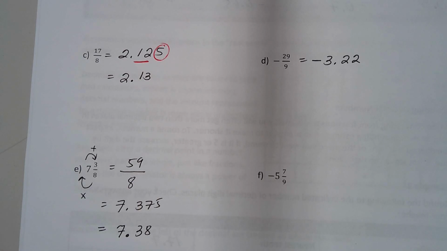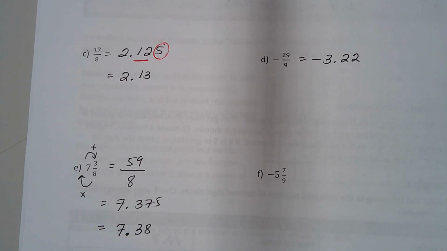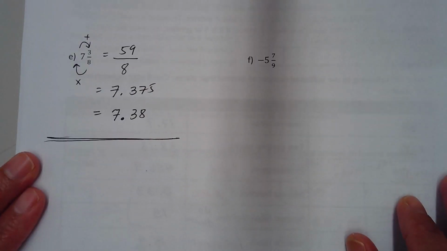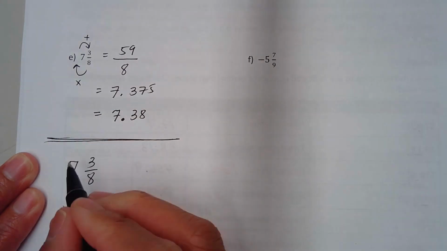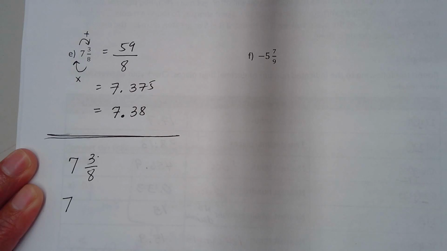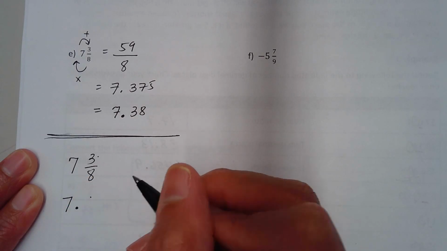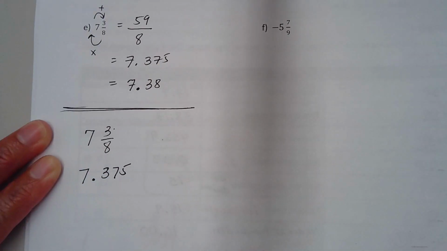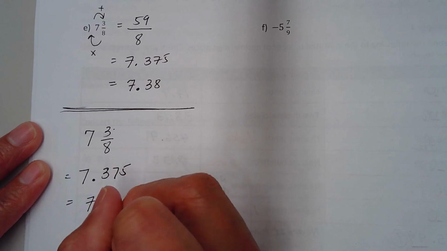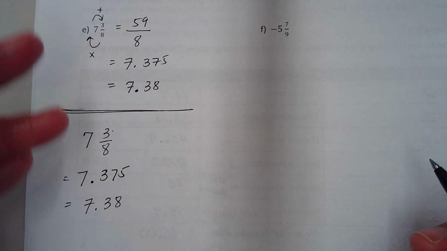Anybody has a different strategy? That's a good one. You have a strategy, Delvina? I just divided the 3 and 8. That's a strategy, right? Good. And thanks for speaking up. So this is what Delvina said, 7 3/8. Well, she knows that this is going to be a whole number, right? So 7. And then what she did is she divided 3 by 8. What's 3 divided by 8? It will give us 0.375, right? And then 7.38. Anybody have a different strategy? Those are good ones. They're totally different strategies. We got the same answer.